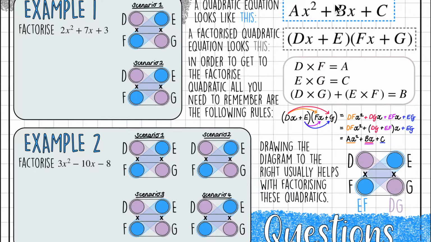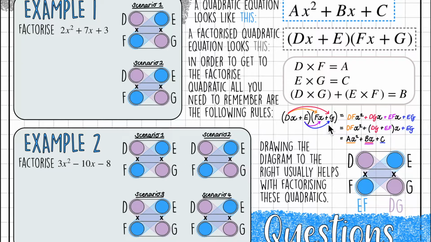If you're given a quadratic that looks like this and told to factorise, you'll know that when factorised it's going to look like this. However, you don't know what D, E, F and G are. To find D, E, F and G, you need to know these rules here. It might look like a lot of letters and quite a lot to remember. However, the way you get to these rules is really simple. You kind of work backwards.